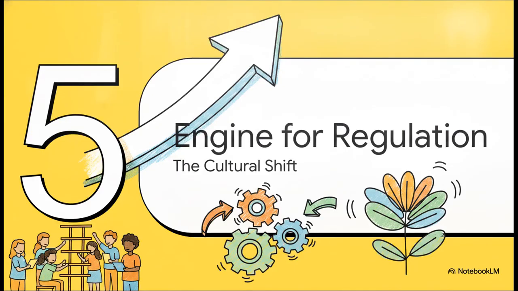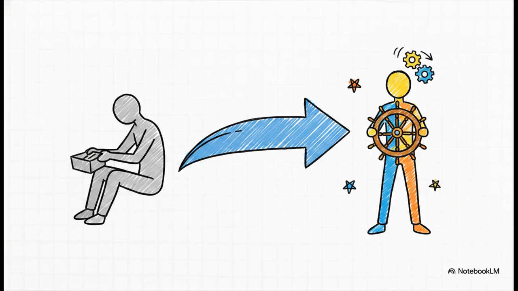Section 5. The engine for self-regulation. The cultural shift. Let's bring this all together. The crucial point here is that the goal of co-construction is not simply to end up with a neat little list of rules written on the whiteboard. The true goal is building proactive recipients. You're actively shifting students from being passive receivers of a final grade into active agents.